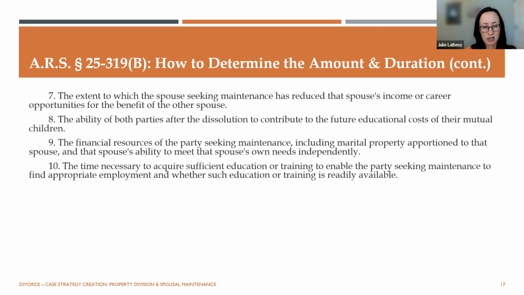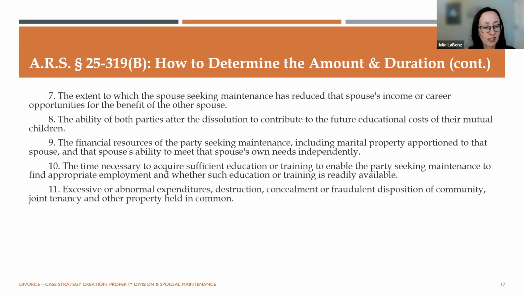So if it's a matter of, oh, look, I didn't get my nursing degree while we were married because I was taking care of the kids, but now that we're getting divorced, I want to go get my nursing degree and it's going to take me 2 years and this is what it's going to cost, the court will look at that and be like, okay, spousal maintenance for 2 years while you're getting your nursing degree, and then it's going to end upon your graduation or something like that.